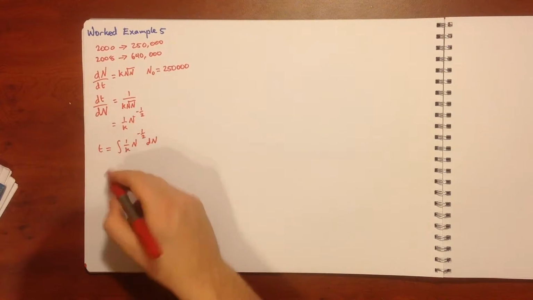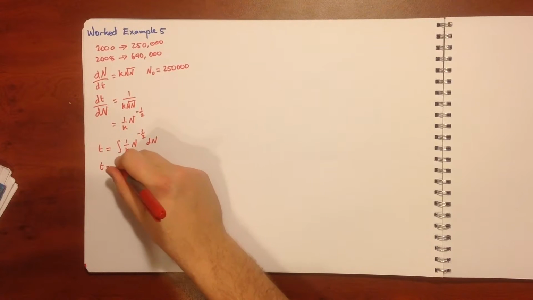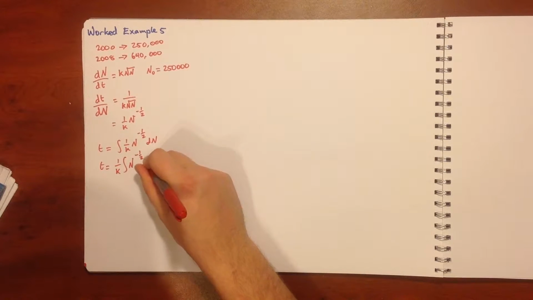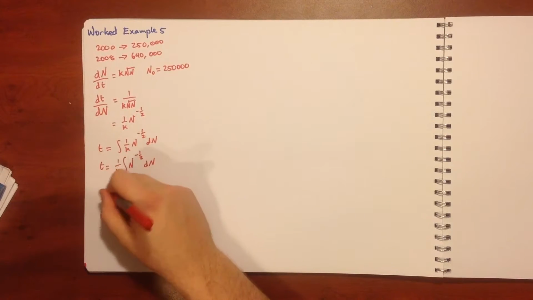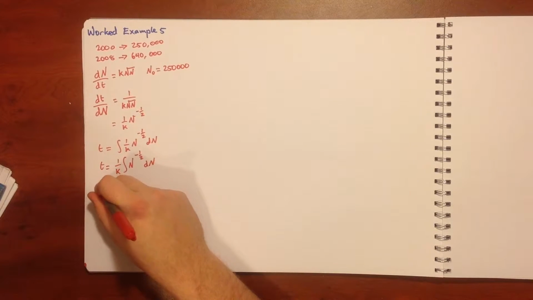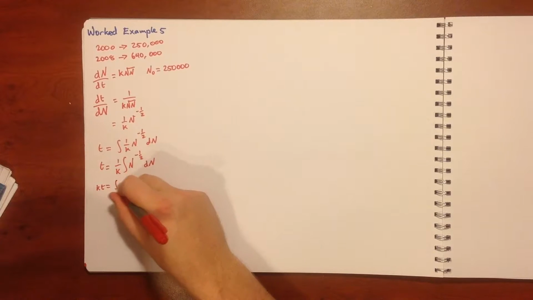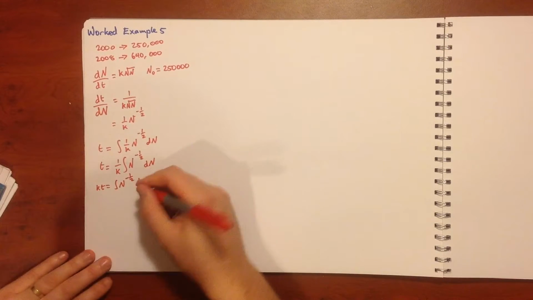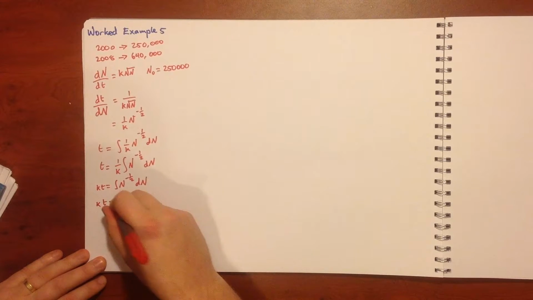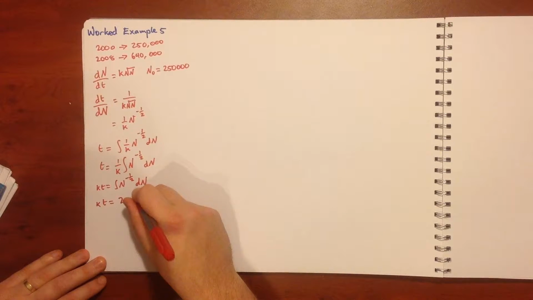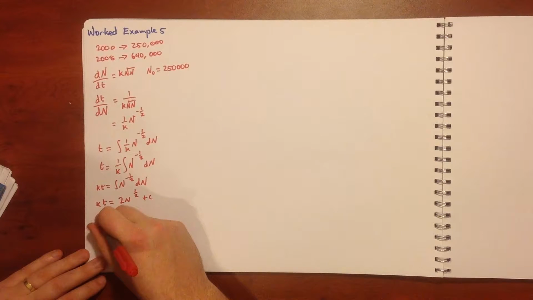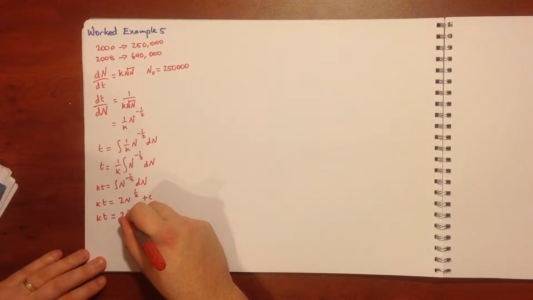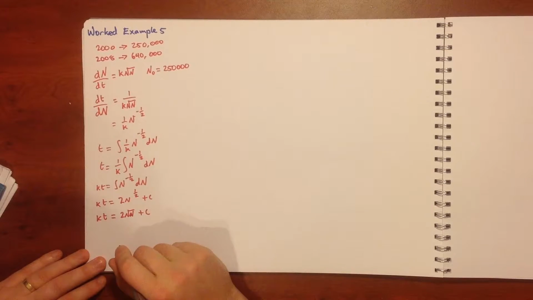We can bring our 1 on k out, so t equals 1 on k times the integral of n to the negative a half dn. We can actually multiply by k as well, so kt equals the integral of n to the negative a half dn. So kt is going to equal 2n to the half plus c, or kt is going to equal 2 times the square root of n plus c.